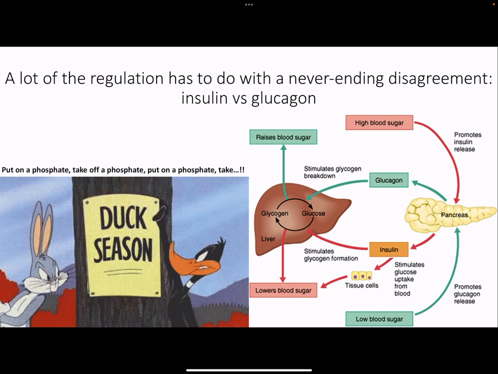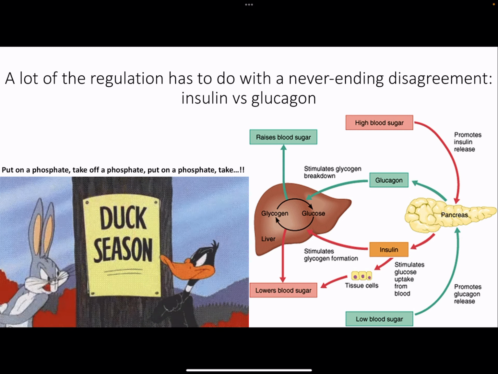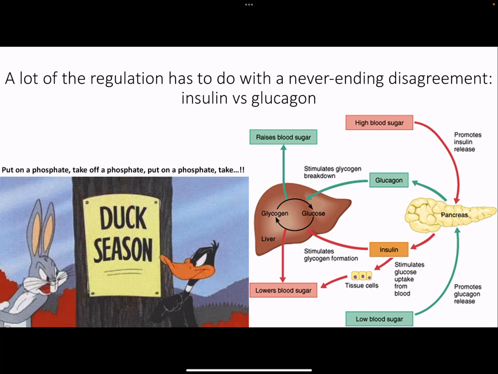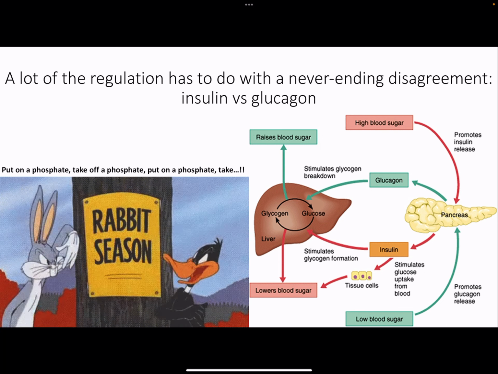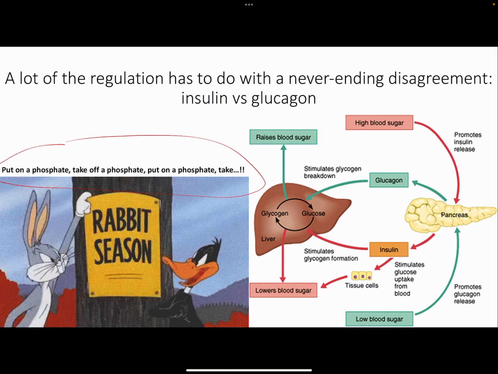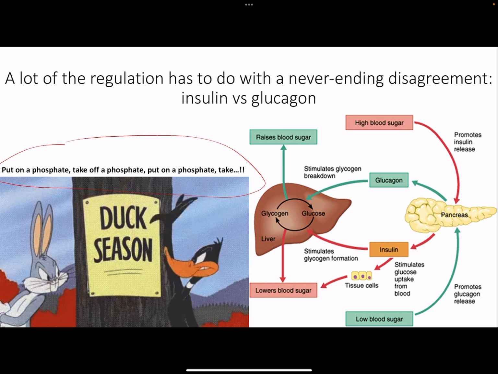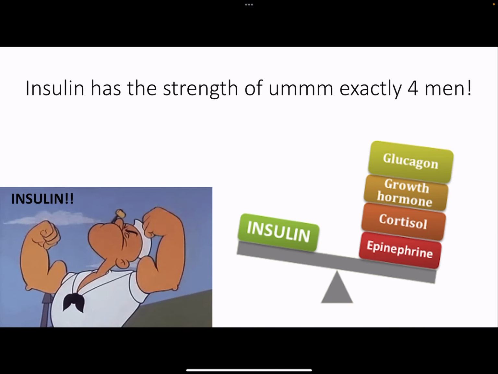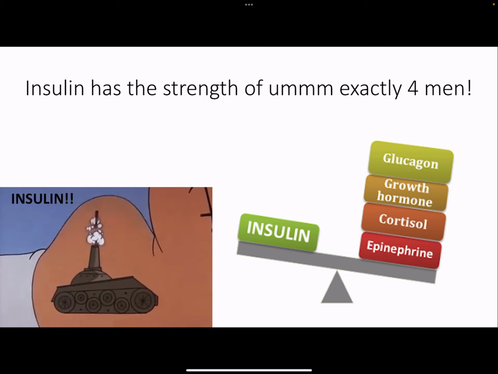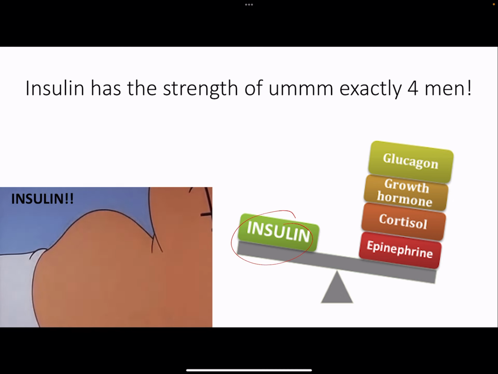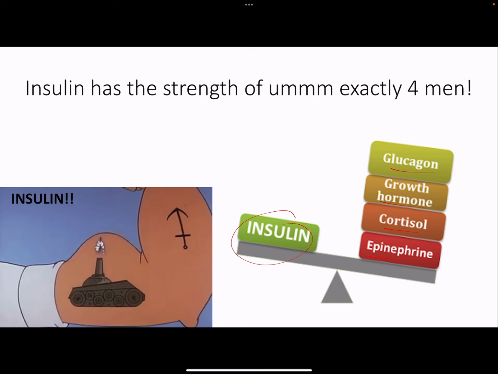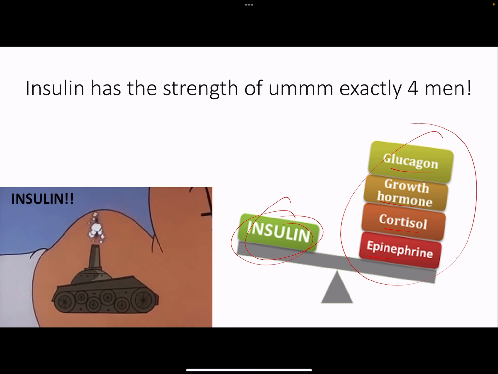Okay, so a lot of the regulation has to do with the never-ending debate between insulin and glucagon. Insulin is going to be the beta cells and glucagon is going to be the alpha cells, all from the pancreas. And really how they're working is they're putting on a phosphate and taking off a phosphate. That's really it. Insulin is typically taking off the phosphate while glucagon is putting on the phosphate. Insulin is really just doing the work of 4 different hormones. Insulin has to counterbalance epinephrine, cortisol, growth hormone, and glucagon. Insulin is going to be our anabolic, and these are all going to be our catabolic.